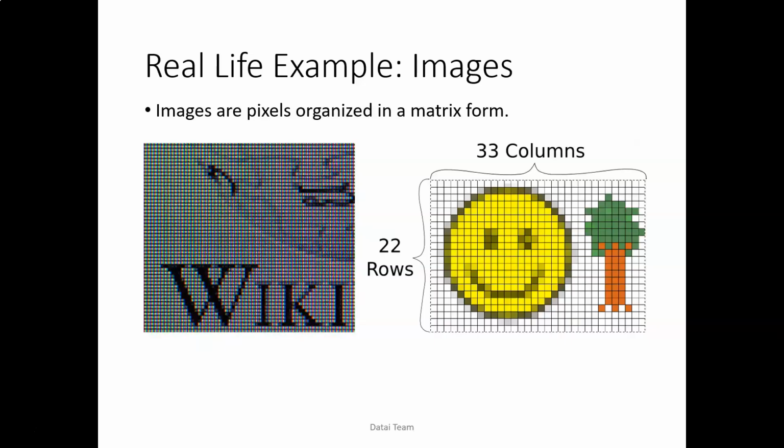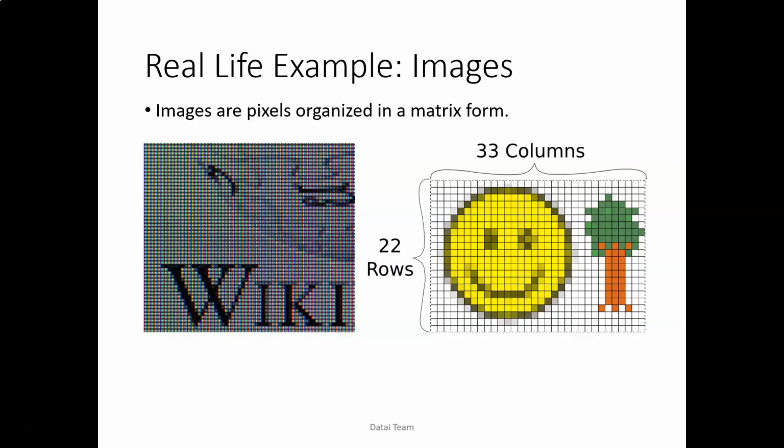And here we have another real-life example. Your computer screens or phone screens are also using linear algebra because every image you see is in the form of pixels, and those pixels are organized in a matrix. For example, on the right, we have 22 rows and 33 columns, and as you can see, all of these rows or columns are holding pixels.